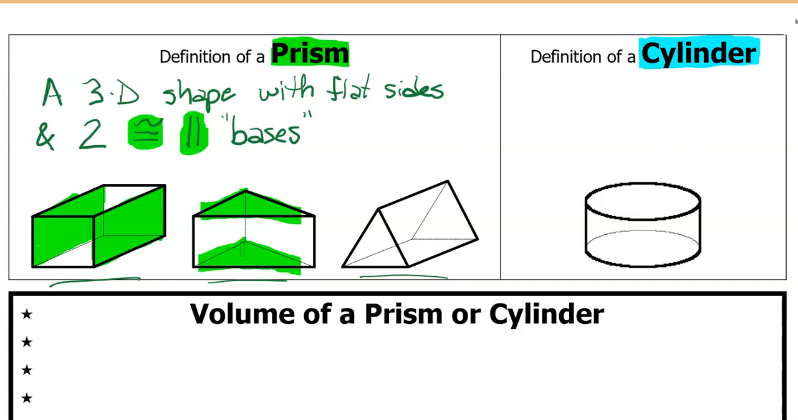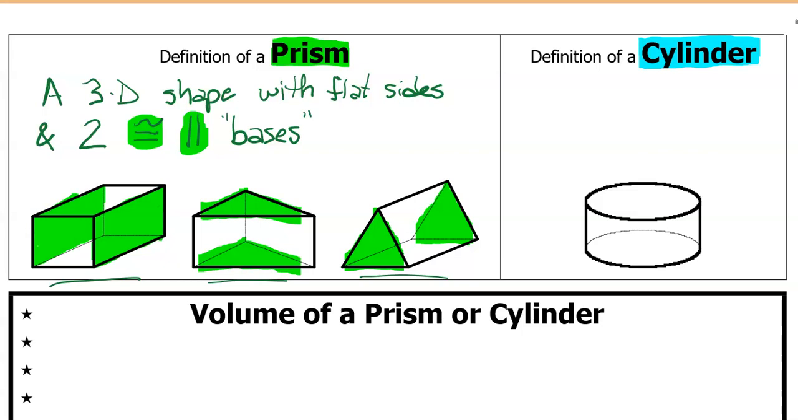But it's not always the top and bottom, like in this third example. This time, the only pair of parallel congruent bases are the front and the back of this shape. Those two triangles are congruent. They're exactly the same shape and size, and they are parallel. They're going the same direction. So that's what makes these three things prisms.